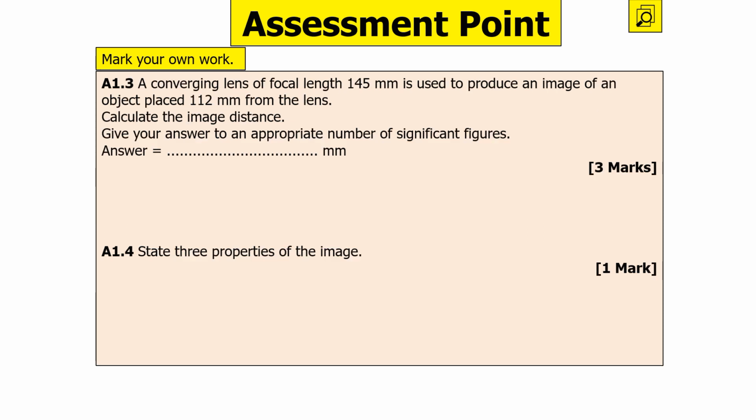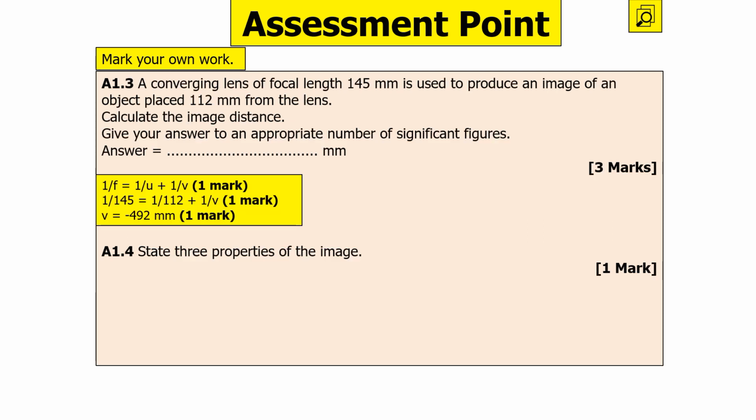Now in this next one, we know that 1/f = 1/u + 1/v. Pop in all the values and we get v to be equal to minus 492 millimeters. Now you can use your diagram, but also the fact that v is a minus indicates it's going to be a virtual image. From what you've seen before in the previous diagram, it's virtual, it's magnified and it's upright.